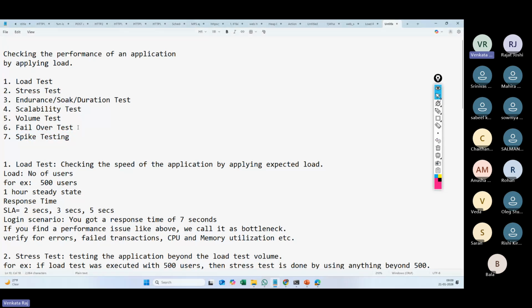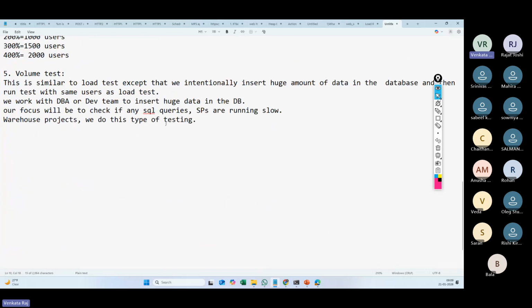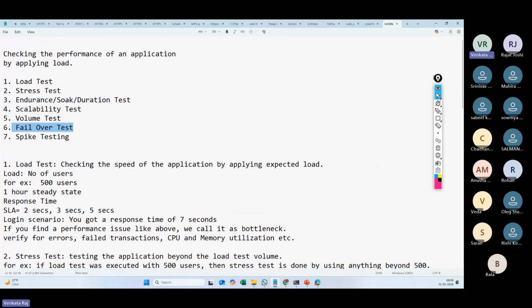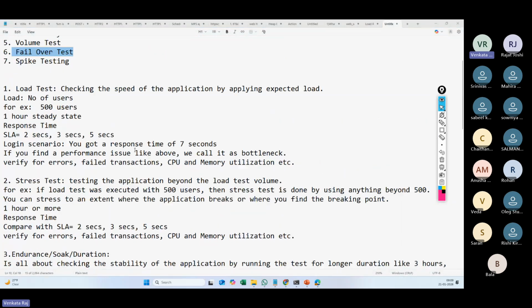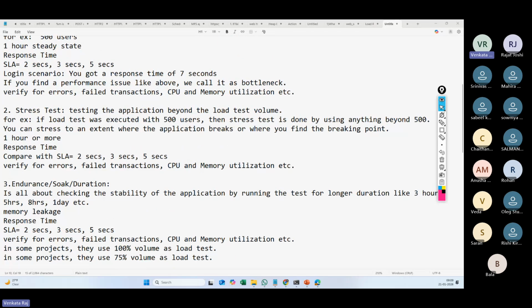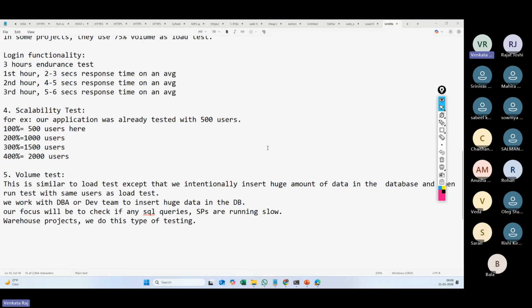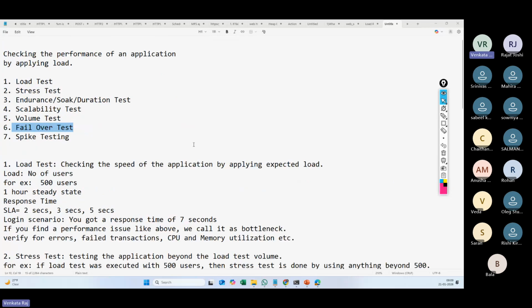We will continue tomorrow with the failover testing, and I will share these notes and slides soon. You can use these notes as running notes, and whenever you want, you can quickly go through all these types of tests so that you have so many points in mind. Any questions?